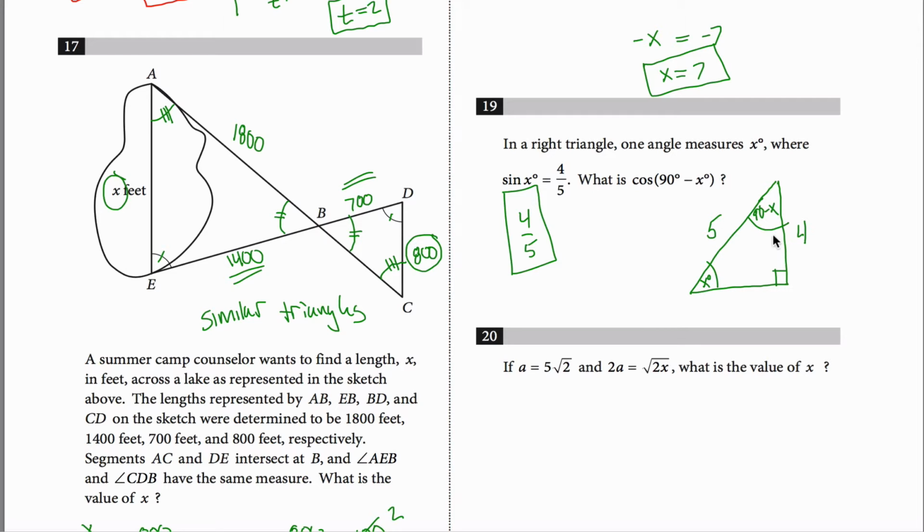If you have a right triangle and the hypotenuse is 5 and one of the side lengths is 4, then the other side length must be 3. This is 3. I didn't end up using this in this problem, but if it asked me for the sine of 90 minus x, for example, I might have needed to know that this was 3 here. And there's this thing called a 3, 4, 5 right triangle, which pops up a lot on tests like this.